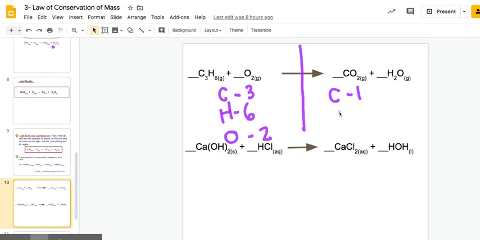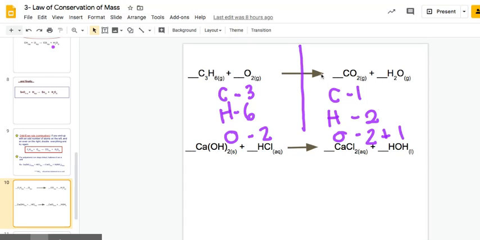Carbons 1, oxygens, oh, that doesn't line up. Let's try that again. All right. Oxygens, I have 2 places, so I have a 2 and I have a 1. And my hydrogens are 2. Okay, so my carbons don't match up, my hydrogens don't, my oxygens don't.